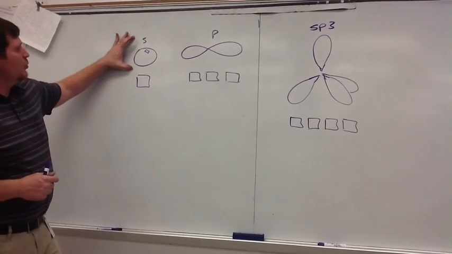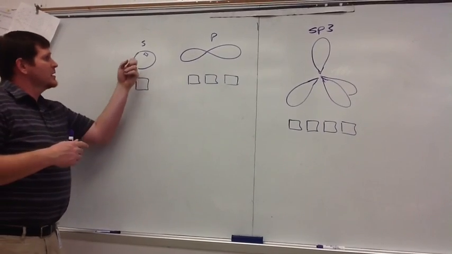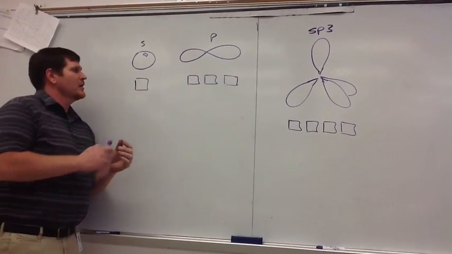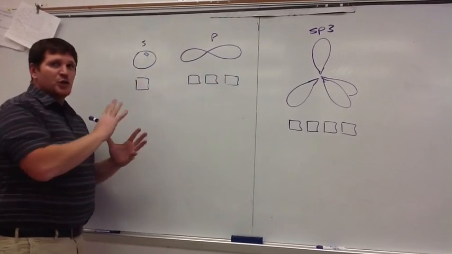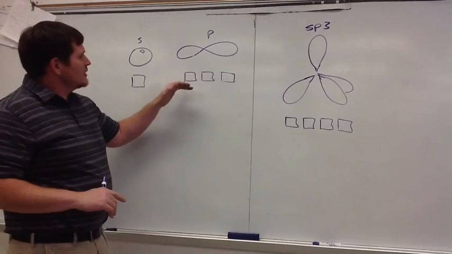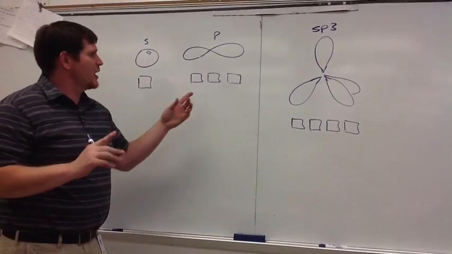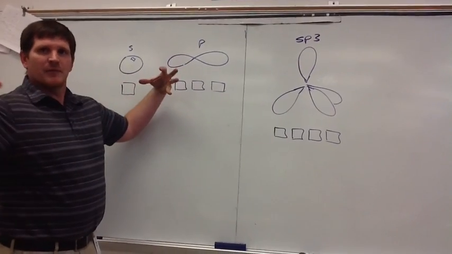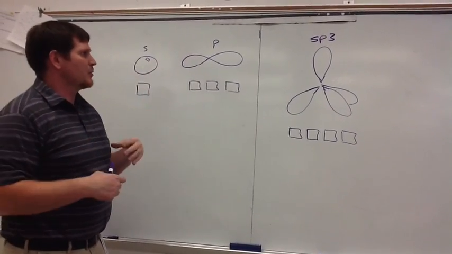All right, so we remember back. We're going to go back a little bit. This is our s orbital. Remember, it's a spherical shape. Each s orbital can hold 2 electrons. It's going to be important to us. P orbitals, each p orbital can hold 2 electrons as well, but I'll have 3 p orbitals, one going this way, one going up, and then one coming out towards you. So we have x, y, and z p orbitals.